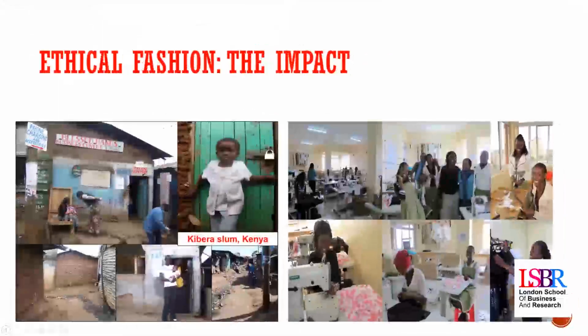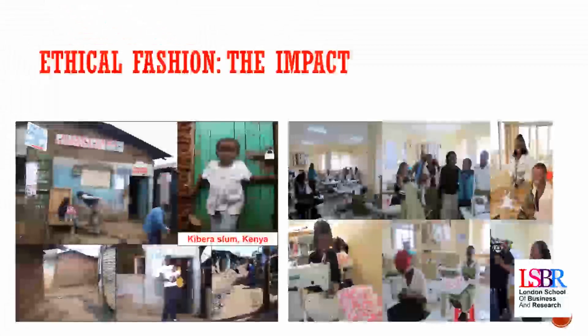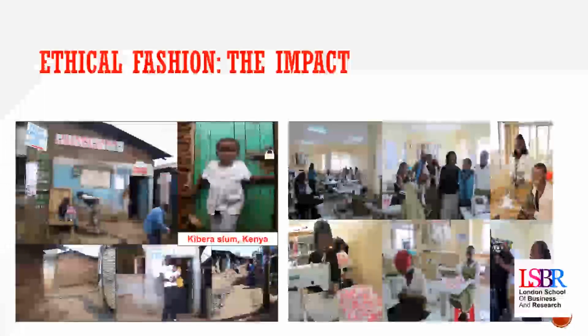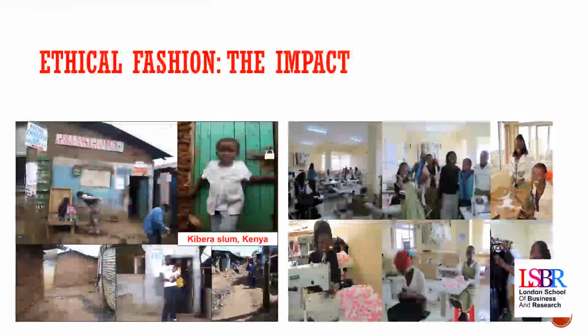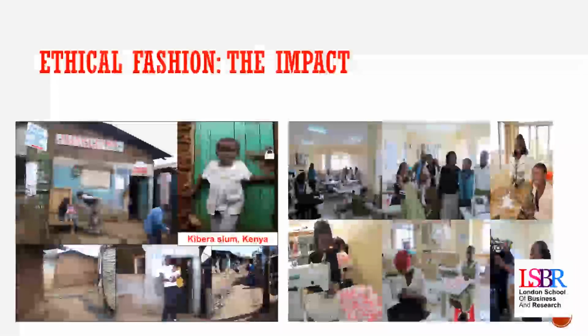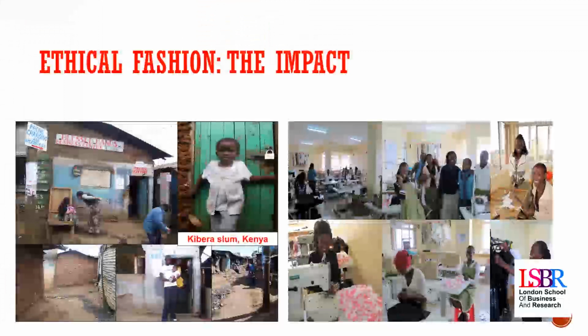Couple of examples of what we call ethical fashion. So on the left-hand side, this is the exact same facility. Okay, we're looking at the Kabiria slum in Kenya. Now, I think it was H&M. I could be wrong, but H&M were using this place for some of their garment manufacture. Okay, some of the clothing.